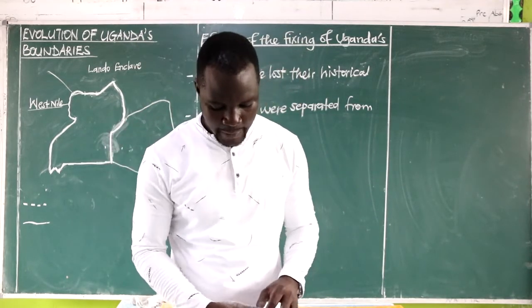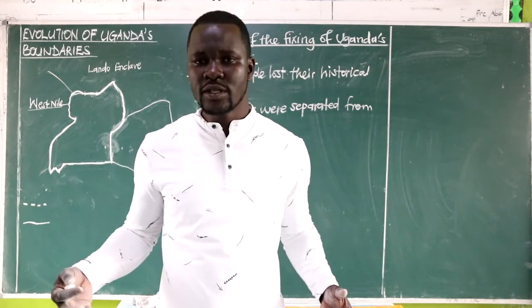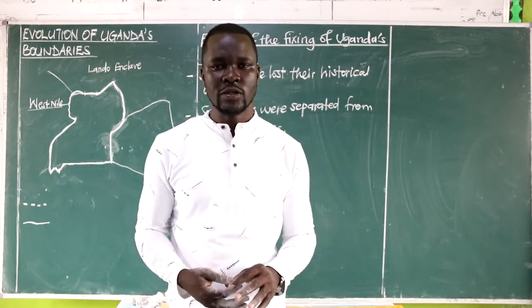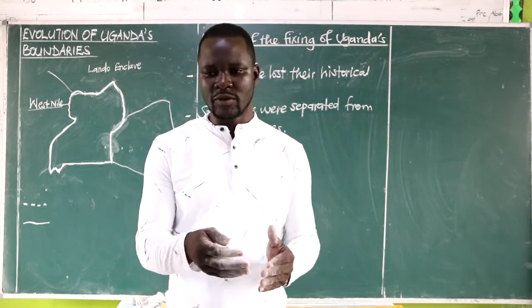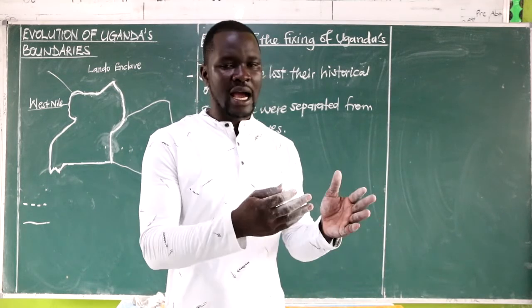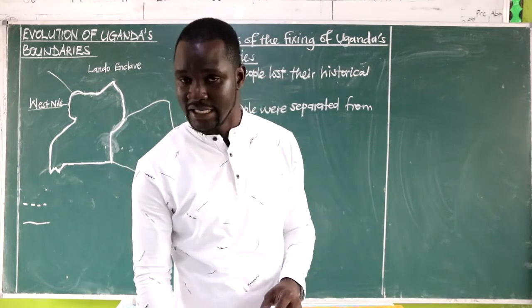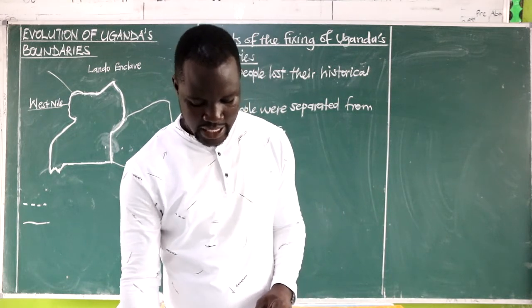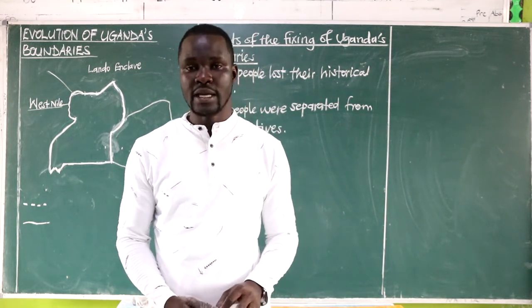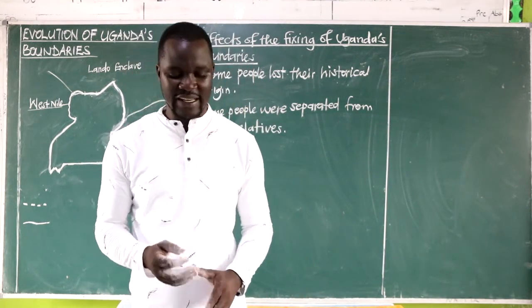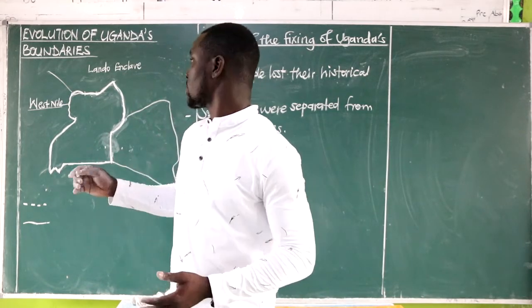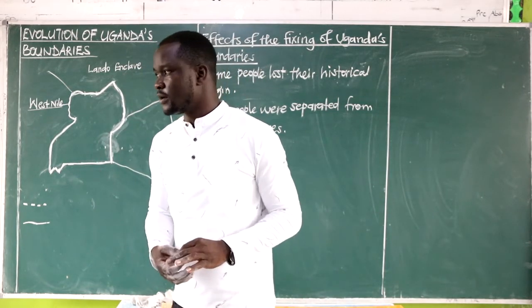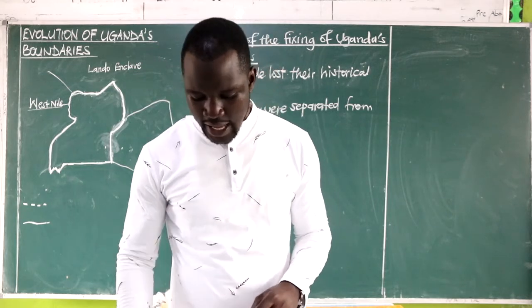And then some tribes, due to the separation, could find that a tribe is split into two. That's why we find that we can have some tribes in this country, and the same tribes in the other country. So that is what exactly happened in that fixing of Uganda's boundaries, that we have also called the evolution of Uganda's boundaries.